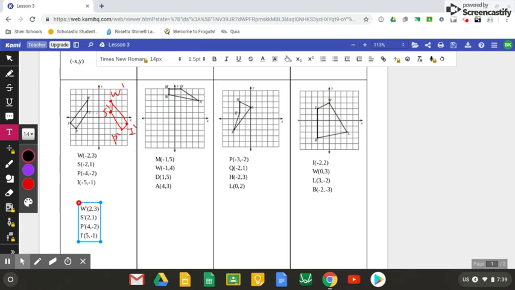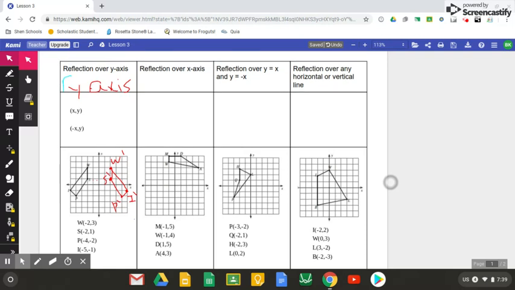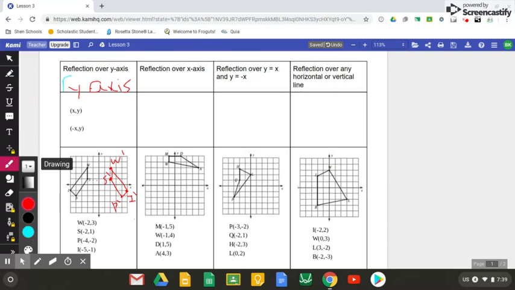Now you could do this 2 ways. You could graph it and then write the coordinates, or you could use the rule to write the coordinates and graph it. Both ways work. That's going to be the only one we write the primes on just to save time. Okay. Next one's reflecting over the x-axis.